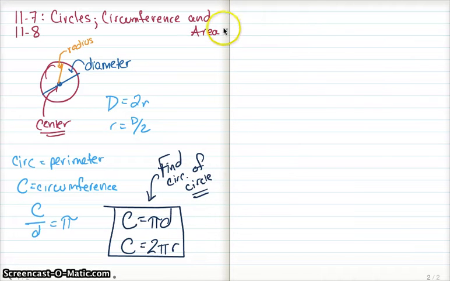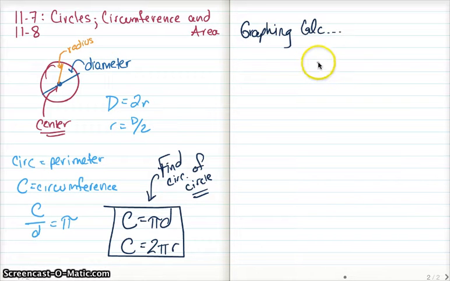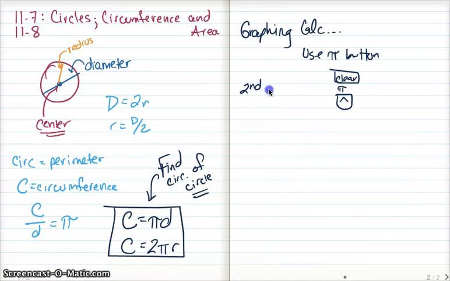You guys have pi buttons on your calculators, so on your graphing calculator. Just to point it out, instead of just using 3.14 as an estimate, you can use the pi button. And if you look, it's actually above your little caret button, which is below clear. So go ahead and locate that on your calculator. You'll see pi right there. So you'll need to hit second and then the caret in order to get pi. But that way your answers will be more accurate, so please use that.